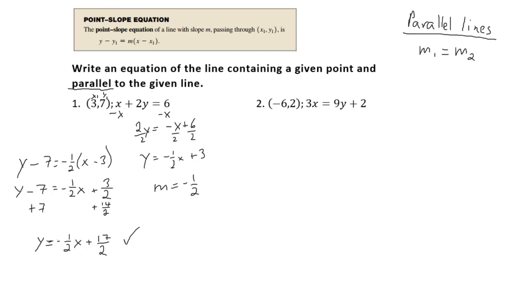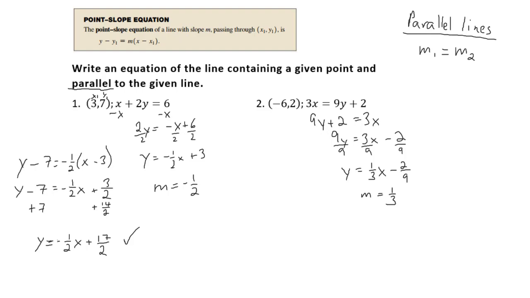All right, so over here, I'm going to switch the sides. So then it's 9y plus 2 equals 3x. 9y equals 3x minus 2. Divide everything by 9, and I get y equals 1/3 x minus 2/9. So I get my slope here as 1/3.